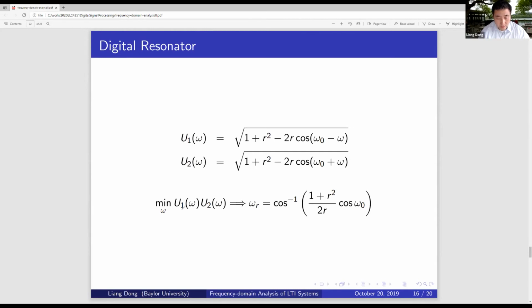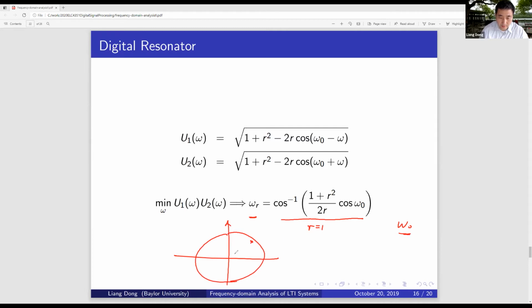To minimize U1 and U2 with respect to omega, after some calculation, we find the optimum value is at this: arc cosine of (1 plus r squared) over 2r times cosine omega 0. Now this omega is not exactly at omega 0. It's a little off. The only time it gives me exactly omega 0 is when r is equal to 1. If r equals 1, meaning I choose the pole on the unit circle, then this becomes 1, and arc cosine of cosine omega 0 gives me omega 0. So that says you are picking this pole here.